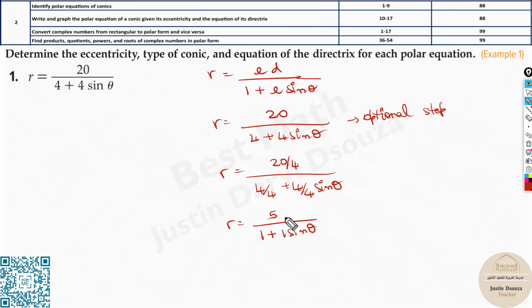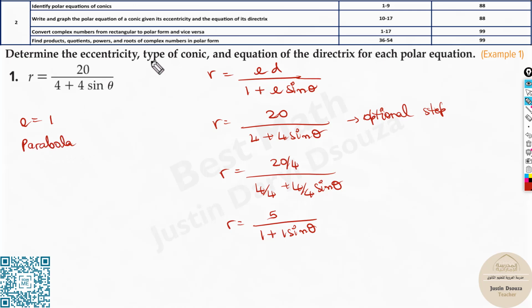This is it. Now we can see this corresponds to the standard form. It's much easier to understand. Let's see what is known here. When we get this one, stop. No more further simplification. What is the e value? e over here is 1. So the e value is equal to 1. I told you if the e value is 1, then it's a parabola. So the conic is a parabola.